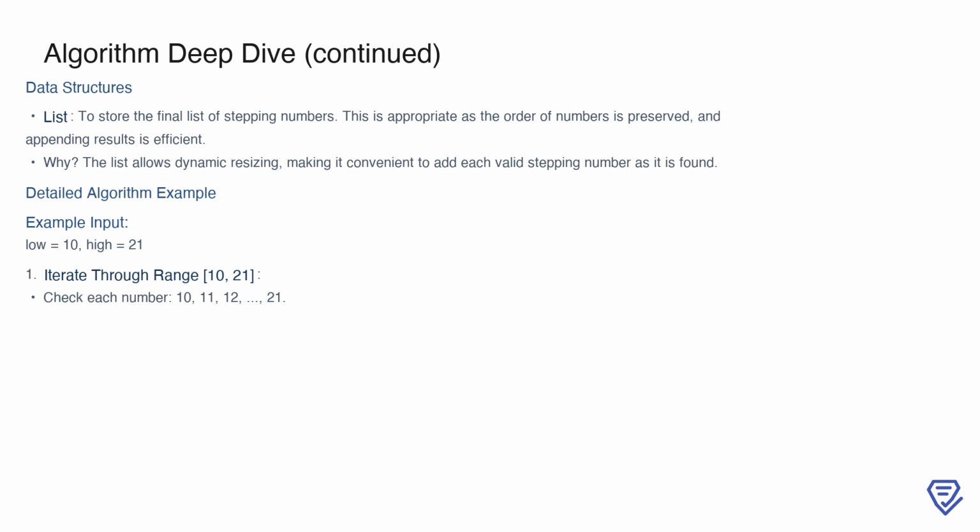To implement this algorithm, we use a list as the primary data structure to store the resulting stepping numbers. Lists are ideal because they preserve the order of numbers and allow efficient appending of results.